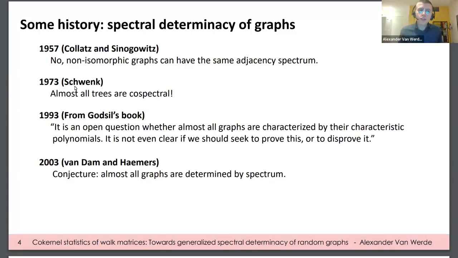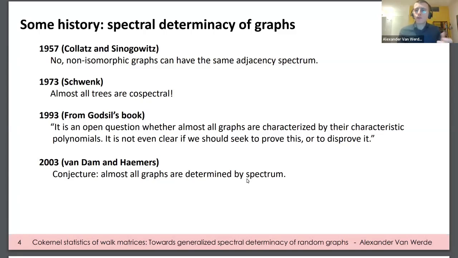However, it is nowadays believed, at least by some, including me, that the opposite from Schwenk's result will happen. So there is numerical evidence, for instance, supporting that almost all graphs will in fact be determined uniquely by, say, the adjacency spectrum. However, as I said, this is still an open problem. And one of the reasons for that is that we have very few proof techniques for the positive direction.